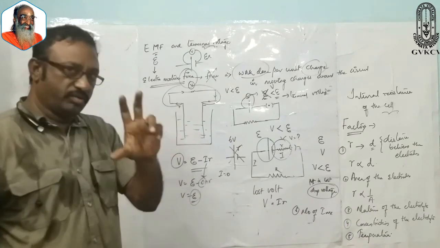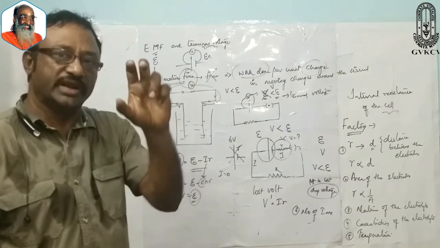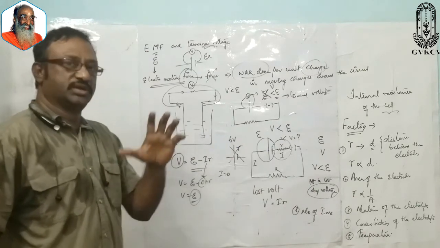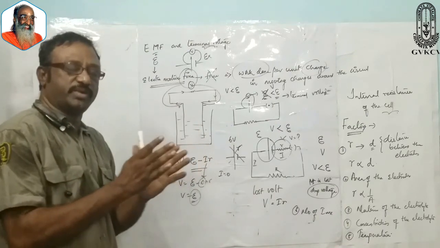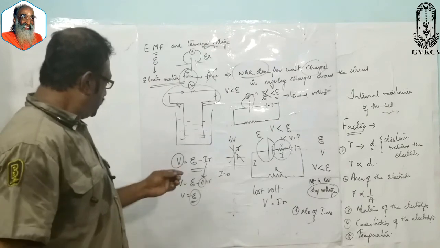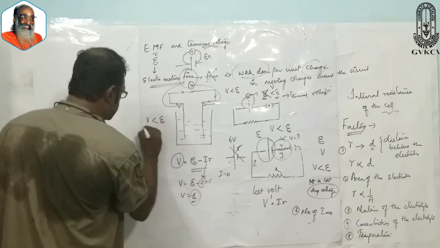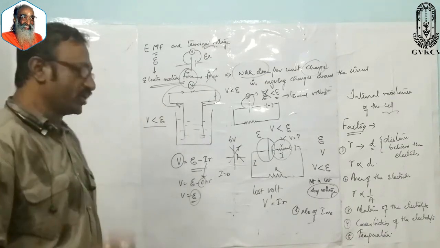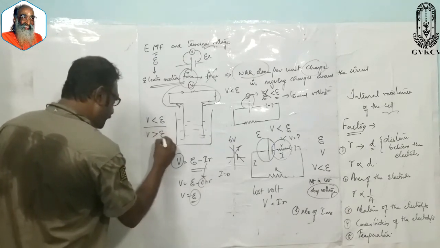And here is one important question: when will the EMF be equal to the terminal voltage? When the circuit is open, your V value will be equal to E. And here is one more question. Here we said that V is less than E always. Is it true always? Yes, it is true always except one case. What is that case? Where V is greater than E.